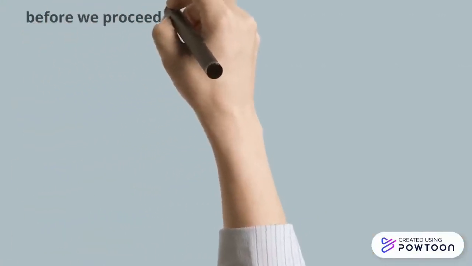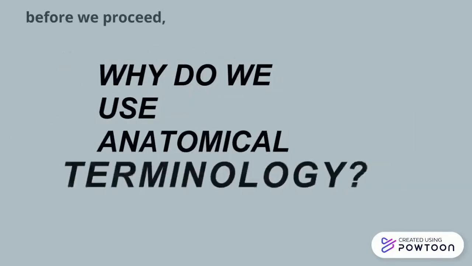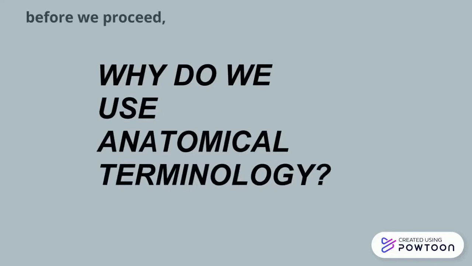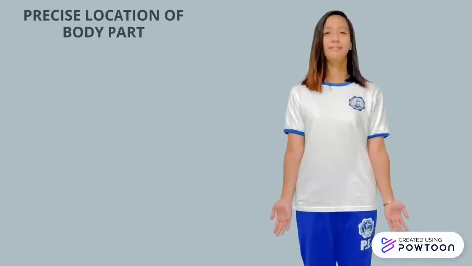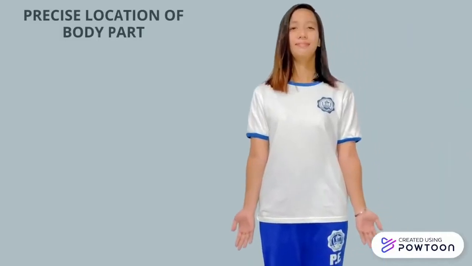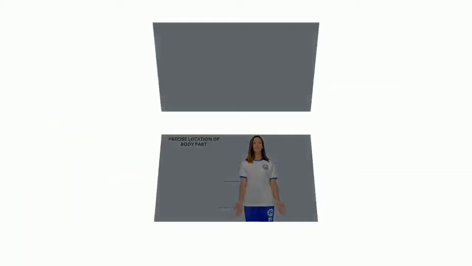Before we take a look at the meaning of anatomical term, I suppose the first question that we answer is, why do we use anatomical terminology? This exists so that we precisely describe the location of the features on the body. If we use correct anatomical terminology, it is possible to precisely identify the location of any other body feature.